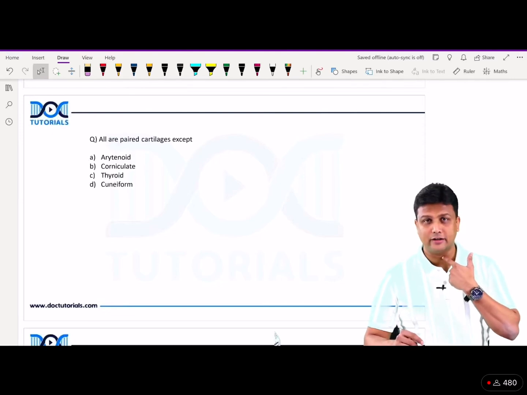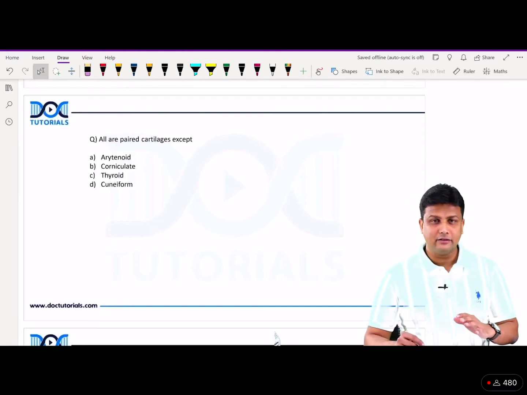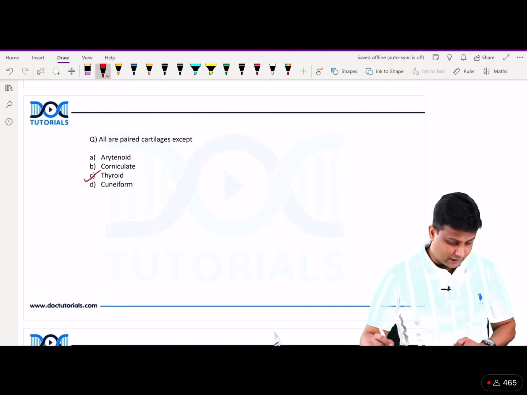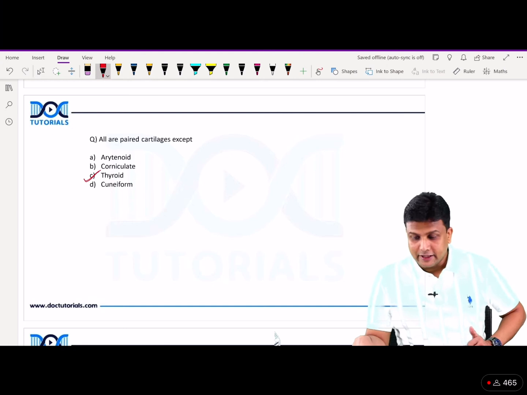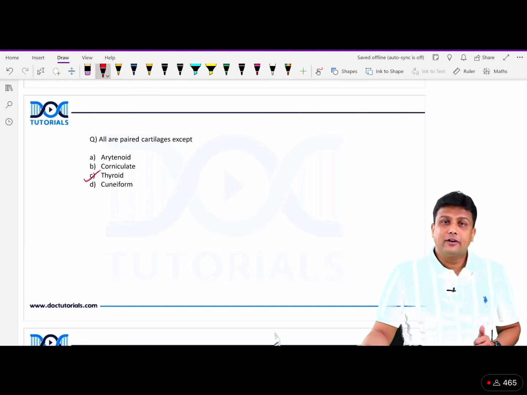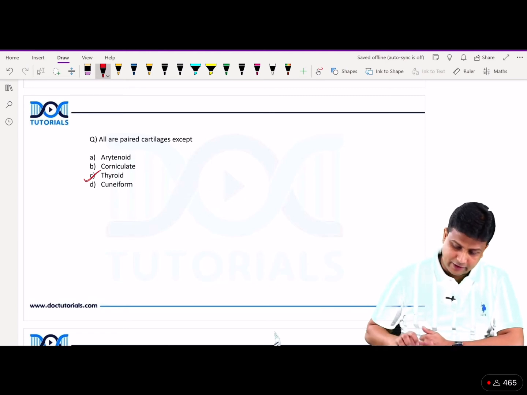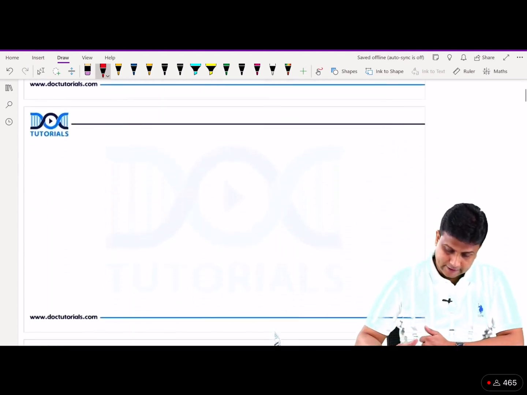Glottis and the cricoid. These three are unpaired, and the remaining three will be the paired ones, that is arytenoid, cuneiform and corniculate. All these three will be paired except the thyroid. Thyroid will be the unpaired one, guys. And remember, thyroid cartilage is one of the examples of hyaline cartilage only, right? So keep that in mind also, the type of cartilage over there.